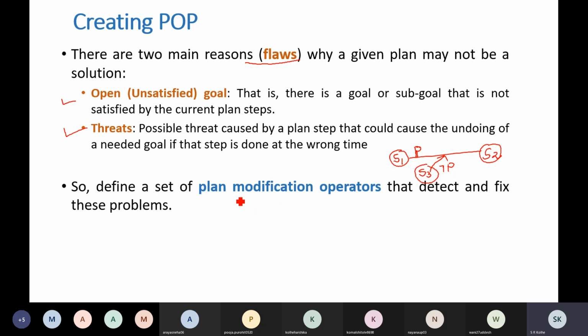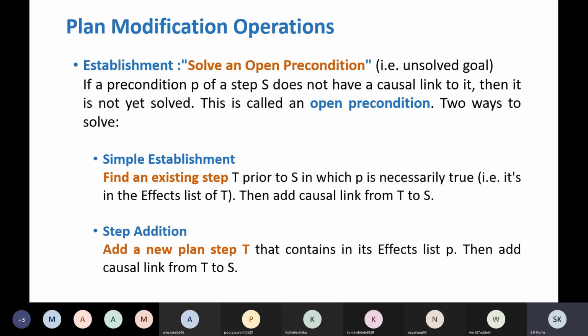So we will define the plan modification operators that detect and fix these problems. So we have a solution for these problems, that means to resolve the unsatisfied goals and to remove the threats. What are those plan modification operators? Two plan modification operations we are going to perform. One is simple establishment and another one is step addition. This is an important concept in plan space planning.